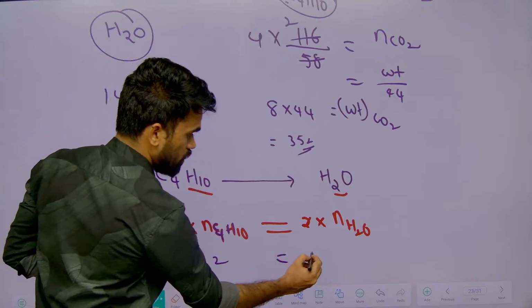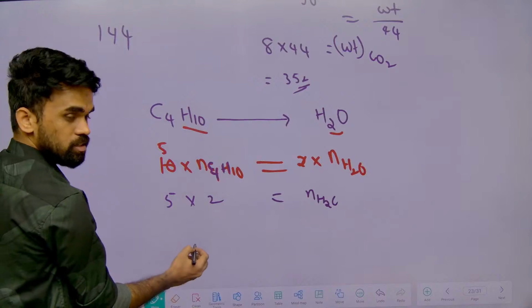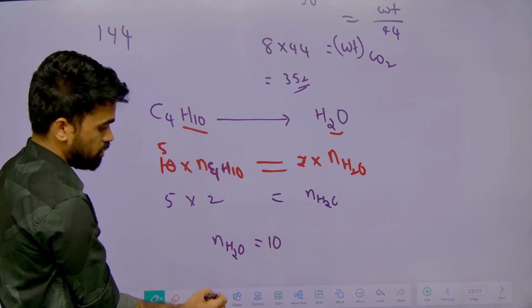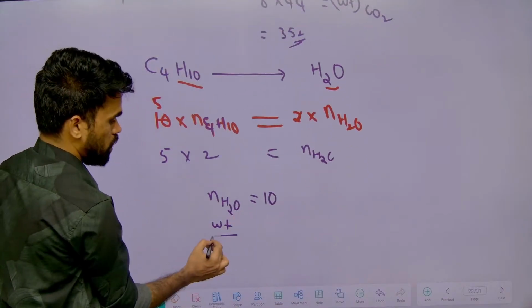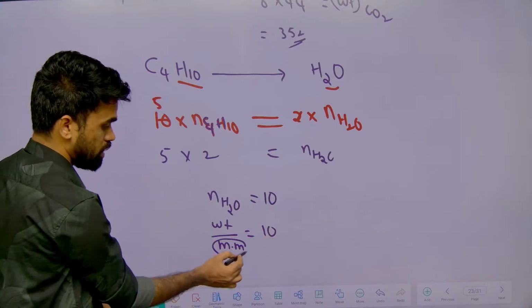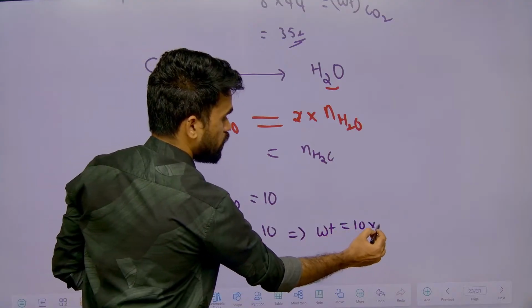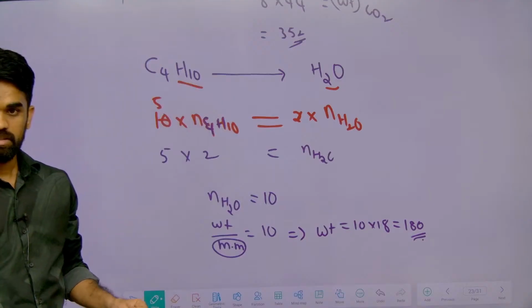On this side I want N of H2O. So how much is it? 10. So the number of moles of water is 10 moles. Then weight will be number of moles into molar mass. The molar mass of water is 18. So weight becomes 10 into 18, so 180. Clear, everyone? Okay.